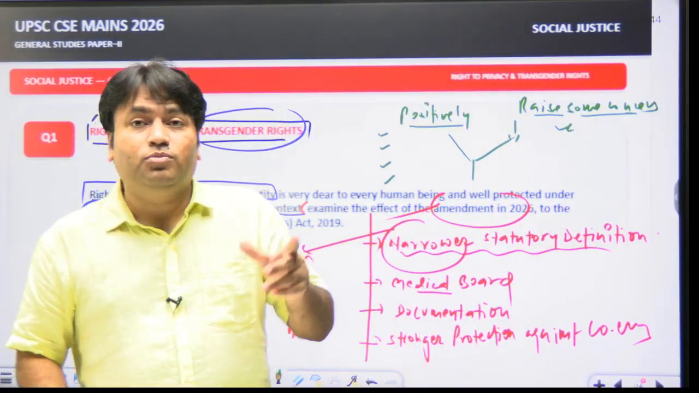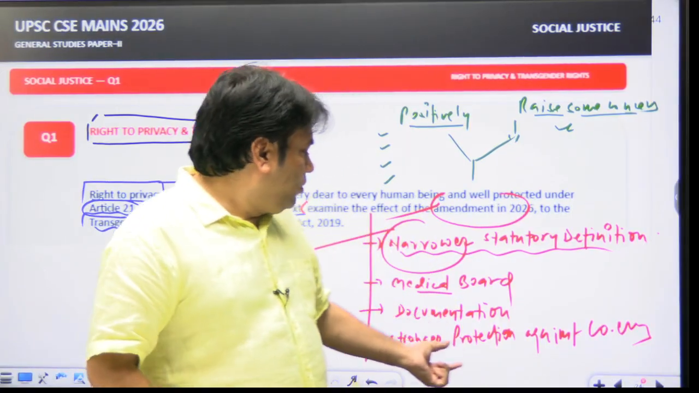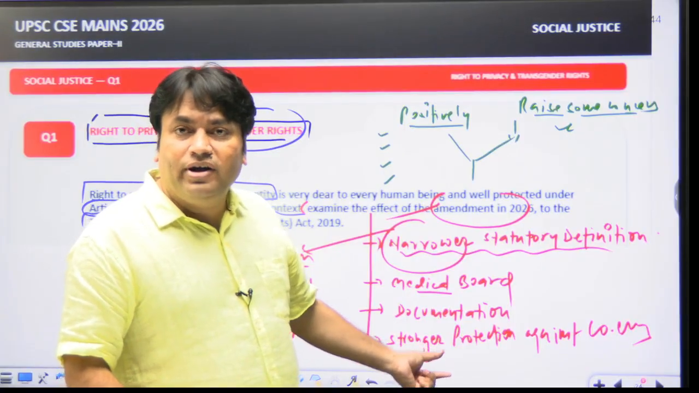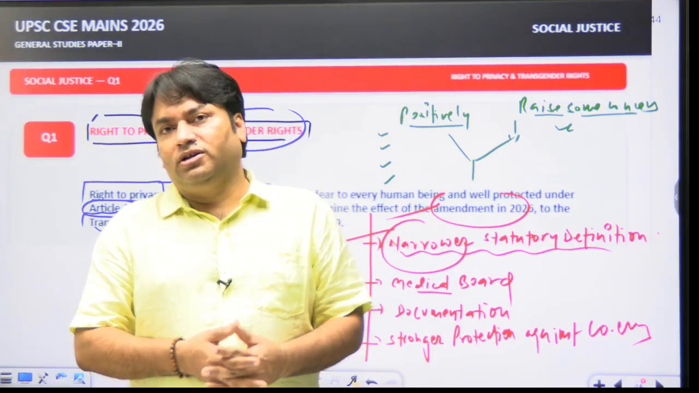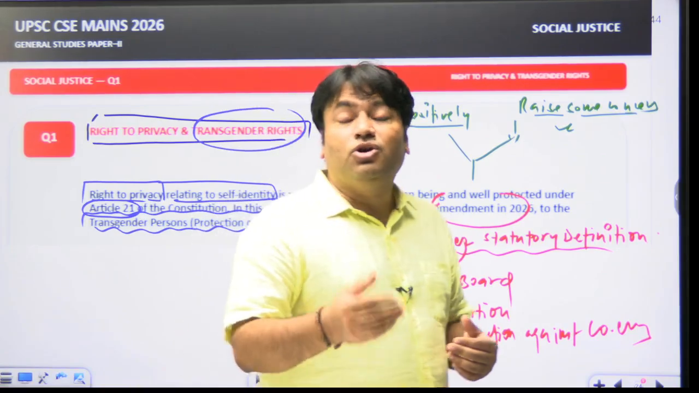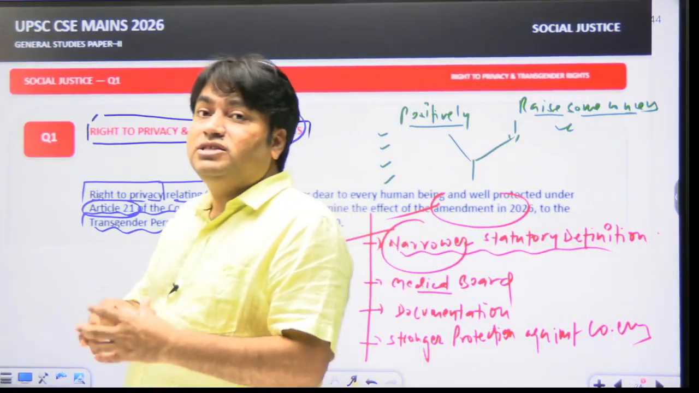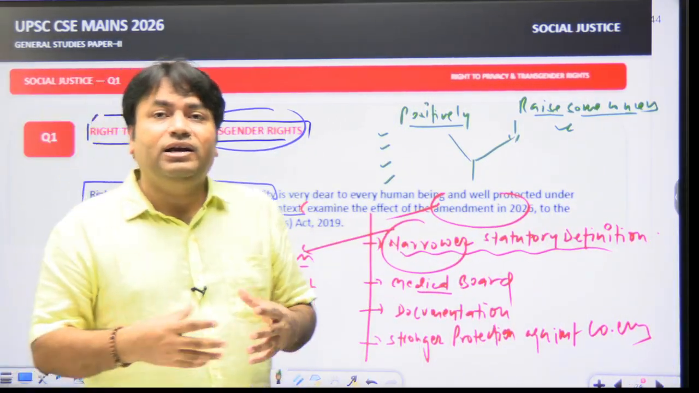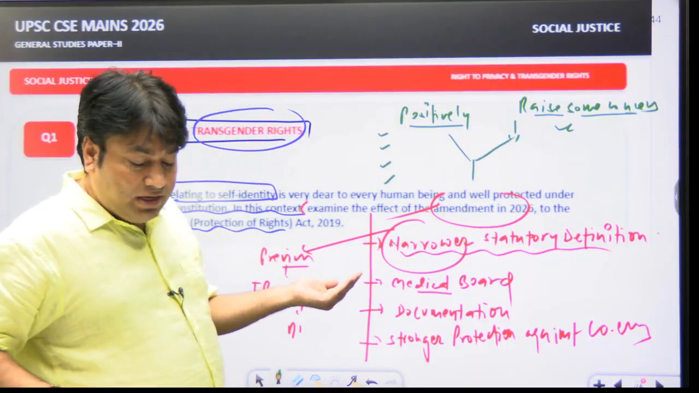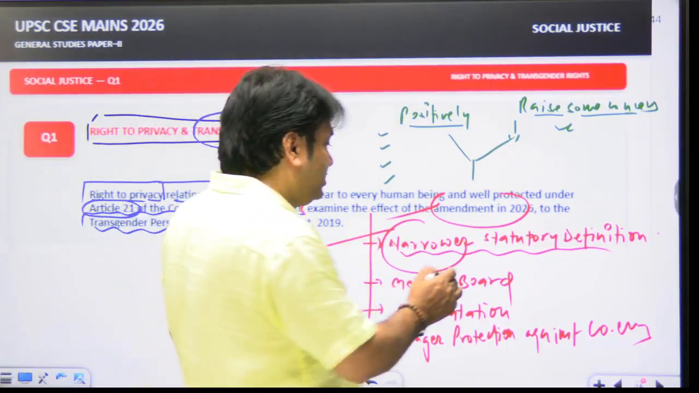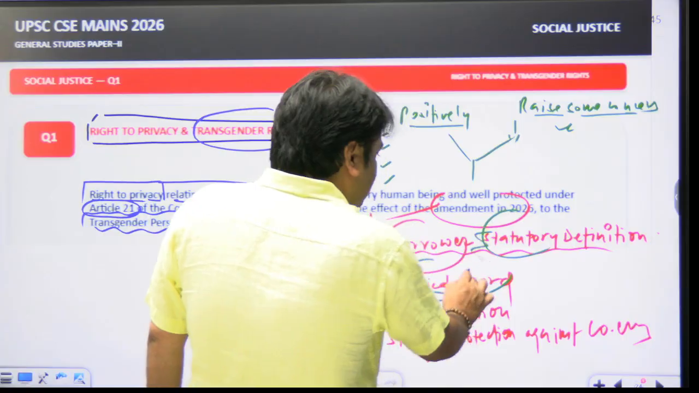First, what are the positive dimensions here? Protection from coercion and exploitation strengthens the status of a transgender person, so this is positive. Stronger criminal penalties for serious offenses against transgender persons is also positive. Greater clarity regarding institutional responsibilities: for example, the statutory definition has been changed, medical board approval is important, and documentation. It means that this shows what?